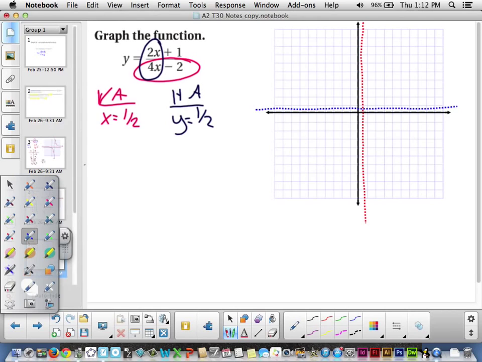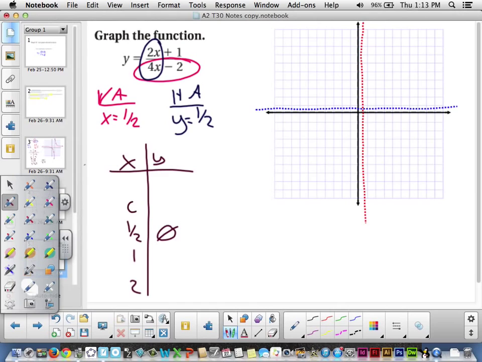And then we'll make a table. Our vertical asymptote's at 1/2. That's going to be undefined. Then try a couple points on either side. They don't have to be fractions. I'm just going to go 1 and 2 on one side, 0 and -1 on the other. And then just start plug and chug. 2 times -1 is -2 plus 1 over -4 minus 2. We got -1 over -6. That's about 0.1.